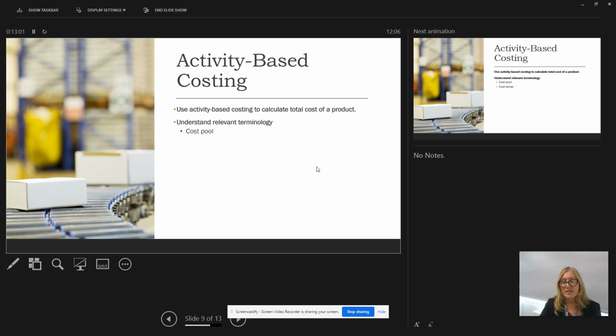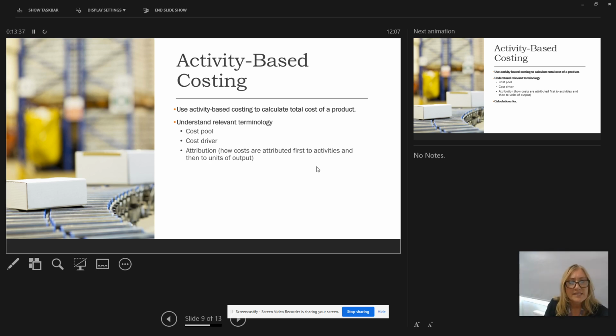So rather than just have maybe two or three departments like you would with absorption costing, with cost pools, you can end up with a whole load more of them. So things like ordering raw materials might be a cost pool, machine setups could be another cost pool, quality control inspections, and so on. So you can have cost pools that occur throughout the manufacturing process. The cost driver is the activity that takes place within the cost pool that causes the costs. So in quality inspections, it is doing the quality control inspections. That's the cost driver. Attribution is how costs are attributed first to activities and then to units of output.